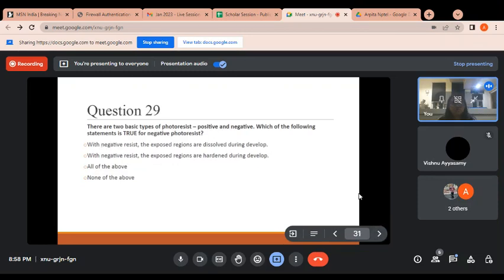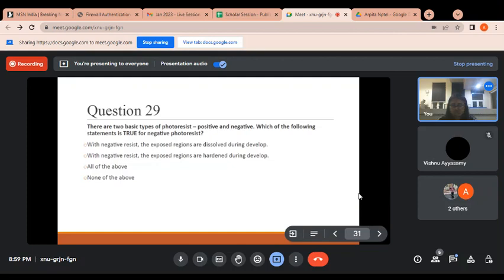Next we are moving toward question number 29. There are two basic types of photoresist, positive and negative. Which of the following statements is true for negative photoresist? With negative photoresist, the exposed regions are dissolved during the develop. With negative photoresist, the exposed regions are hardened during the develop. Third option is all of the above and the fourth option is none of the above. So what is the right answer?